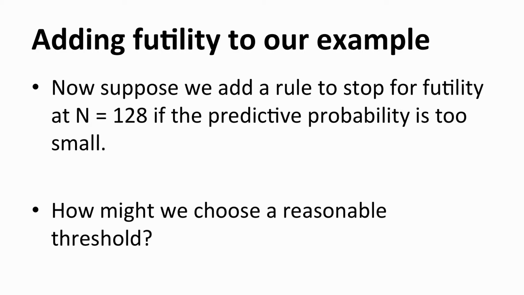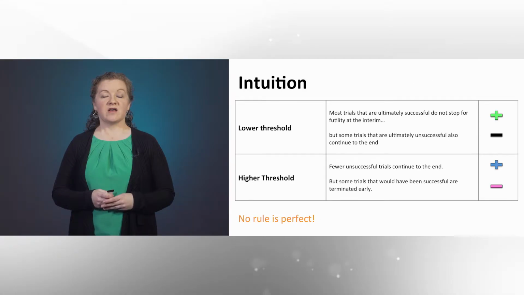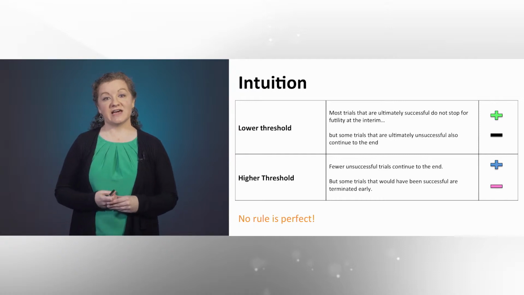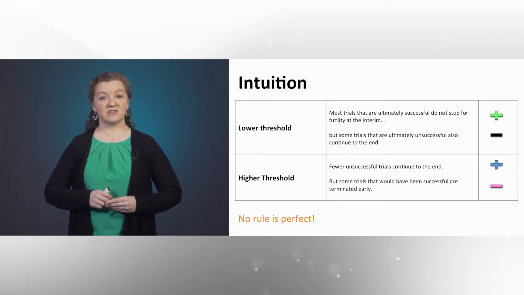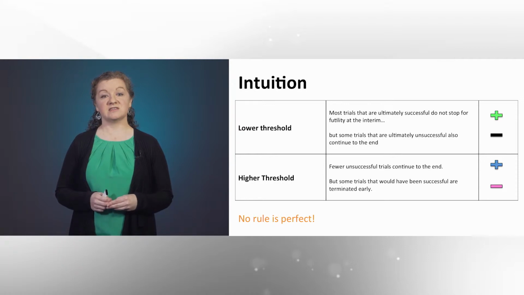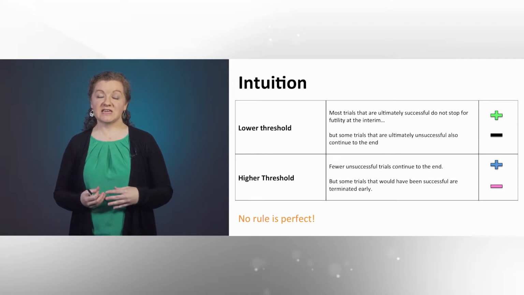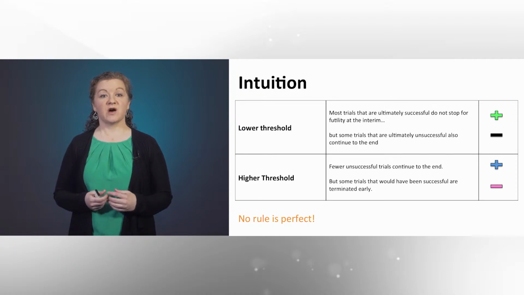And we'd like to stop the trial for futility if the predictive probability is too small. So how do we go about choosing the right threshold here? Well, it's going to be about finding a balance. What we would ideally like to do is identify those trials that are unlikely to win at the final analysis and terminate those trials early. But we also want to be careful not to be too aggressive and mistakenly stop those trials that would go on to be successful.